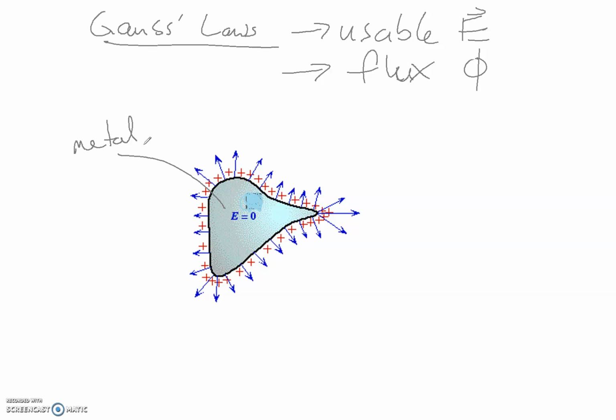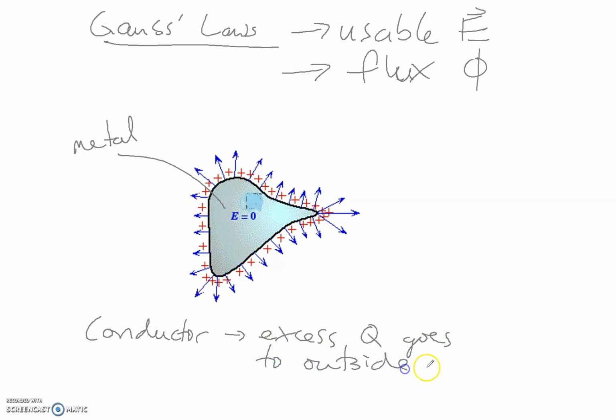And the other thing that Gauss said about how this type of stuff works is if you have any kind of conductor, he said that any extra or excess charge goes to the outside. So if this is a piece of metal conductor and you put a bunch of positives on it, the positive charge would all go towards the outside because they're repelling each other and they would go as far away as they possibly can from each other. And not only that, because of this, the electric field inside is equal to 0.